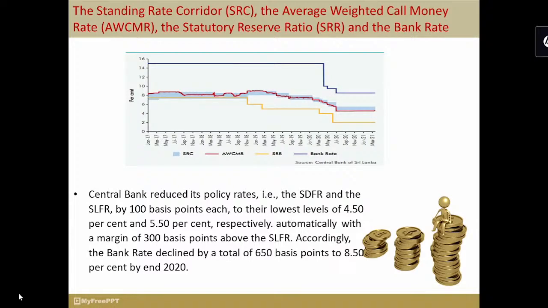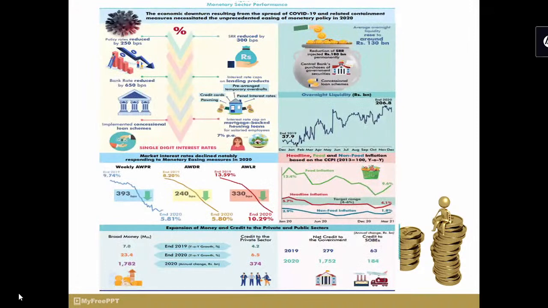So, the central bank commenced and continued through 2020 with a reduction in the policy interest rate by a total of 250 basis points, and a 3% reduction in the statutory reserve ratio applicable on all rupee deposit liabilities of licensed commercial banks in 2020. For easy understanding, this is the overall performance of the 2020 monetary sector. Because of the COVID-19 economic downturn, there was unprecedented ease in monetary policy in 2020. All these details we will explain in the upcoming slides.